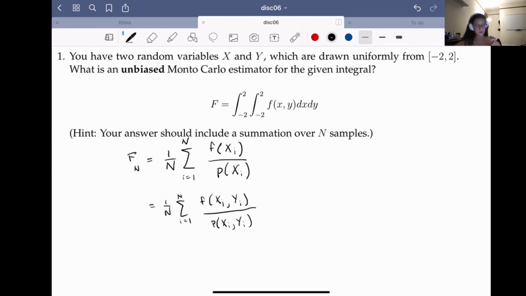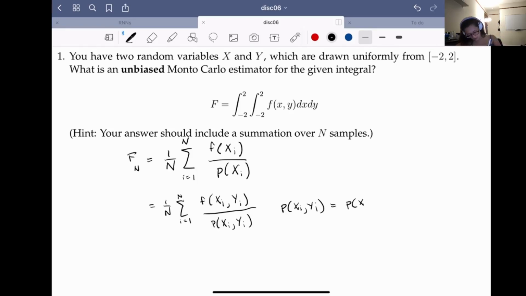So this is the one difference here. What is this probability? We have two random variables, and they're uniform random variables on this interval, -2 to 2. And we're going to assume these are independent since they didn't say that here, but it's independent.